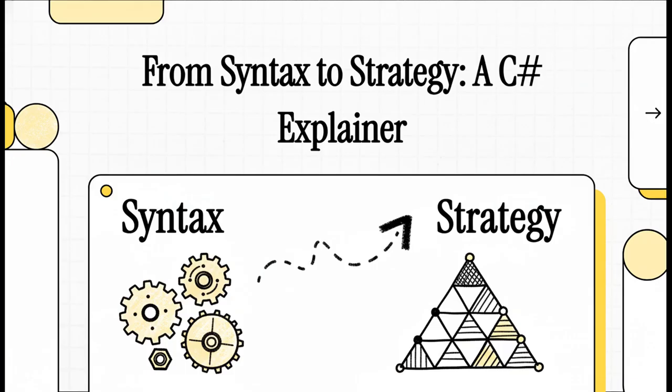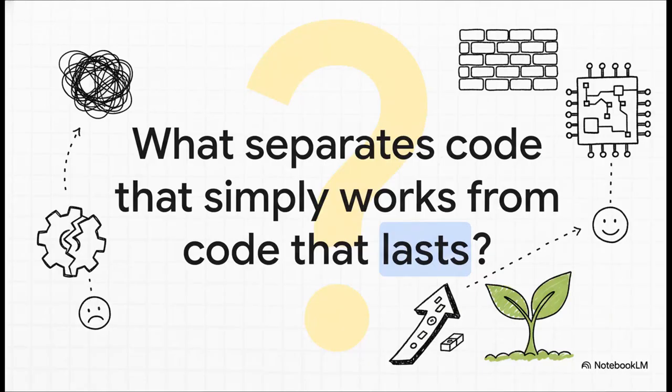all the way up to the kind of strategic thinking that really separates great software from just, well, code that runs. So, let's kick things off with a big question. What's the real difference between code that just gets the job done and code that's built to last for years? It's about so much more than just making the compiler happy. It's all about a thoughtful, robust design, and that's exactly what we're going to unpack.